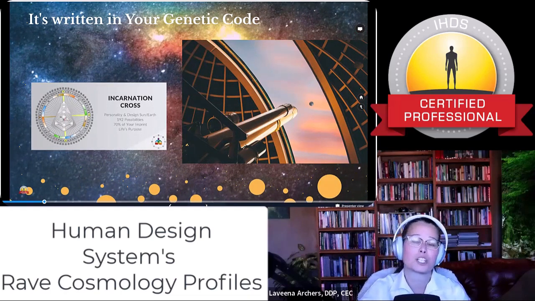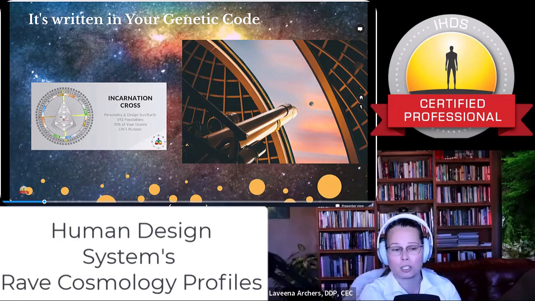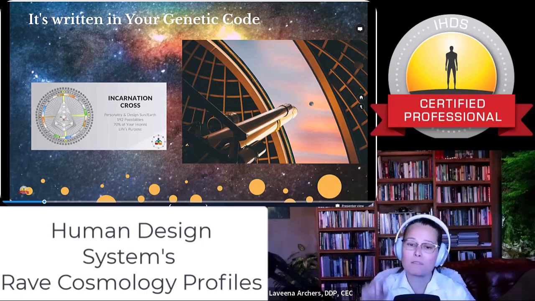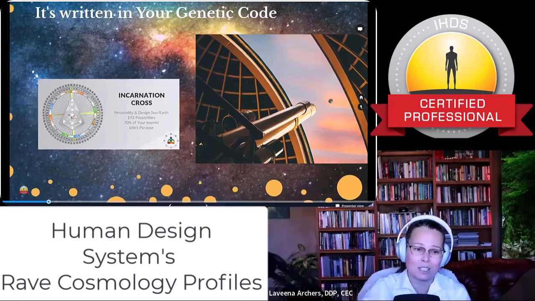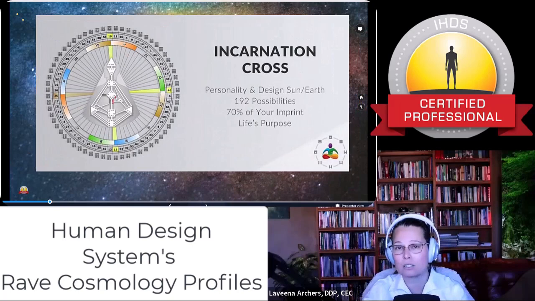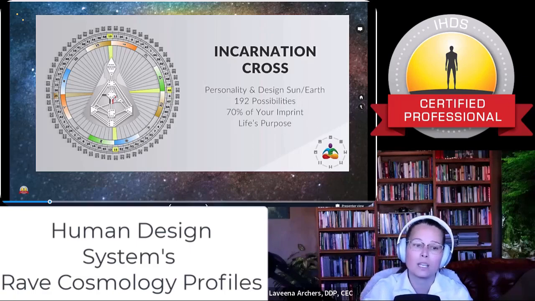This is written in your genetic code, and the reason why I selected this as an aspect of what I wanted to go into next, in Rave Cosmology in particular, is because it's one of the most practical things that's going to get you in touch with your incarnation cross. So we just said personality and design sun earths. There's 192 possibilities. It's 70% of your imprint. It's part of your life's purpose or your life's work.